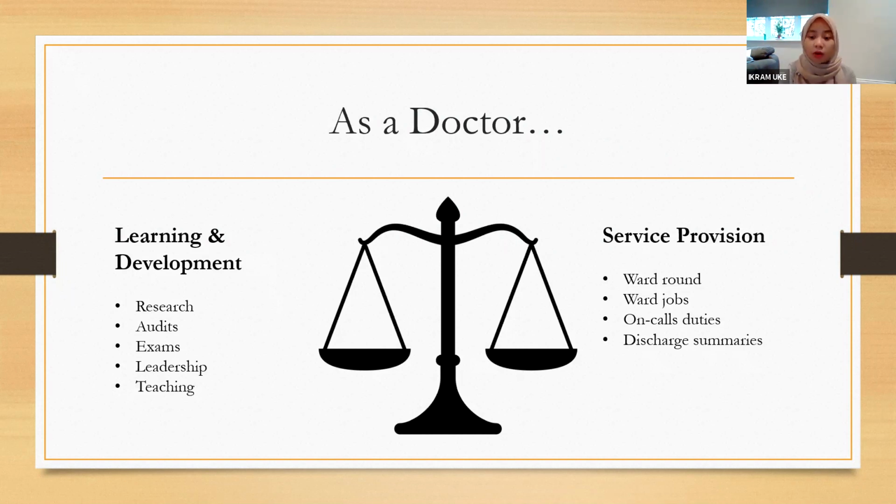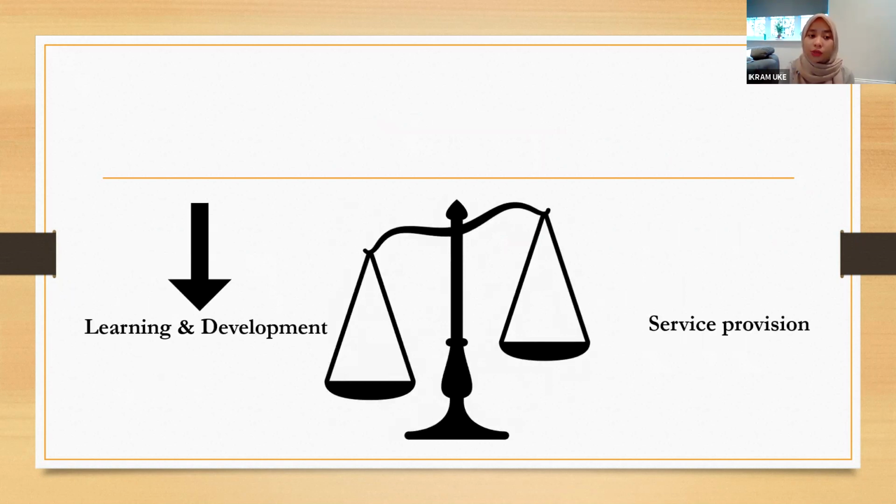And where is the balance? I'll be a little bit biased here, and I think you should put more emphasis on your learning and development, simply because there are people and there are measures in place to make sure that you provide service. There are consultants, there are rota coordinators, there are discharge coordinators, there are nurses that will make sure that you do your job. Now, obviously, the GMC is there to make sure that you uphold the standard that you should deliver.